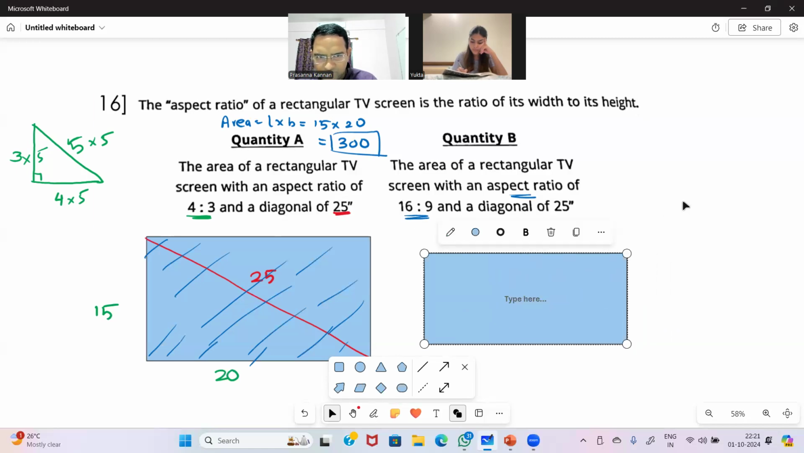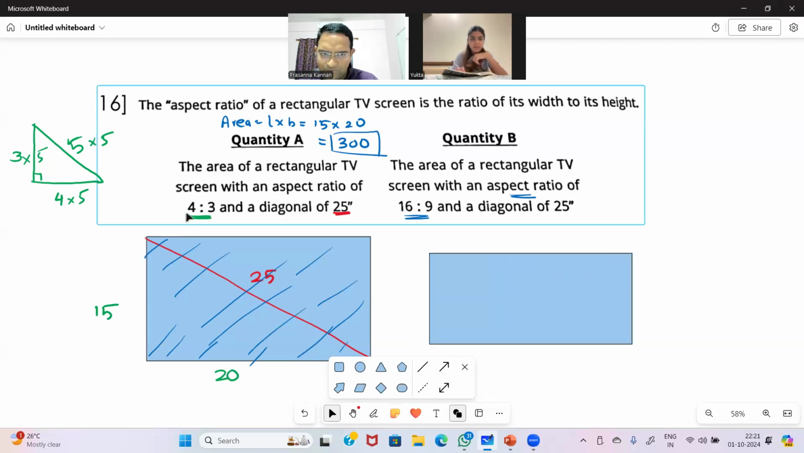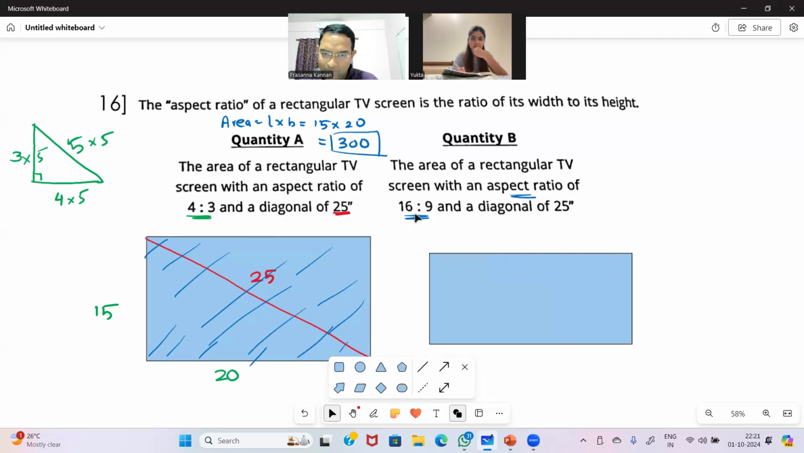So 16:9, if you see the ratio, it's greater than 4/3, correct? Correct. 4/3 is 1.33. 16/9 is like 1.7 or so. All right. Anyways, so this is 16 and this is 9. Correct? Yeah.